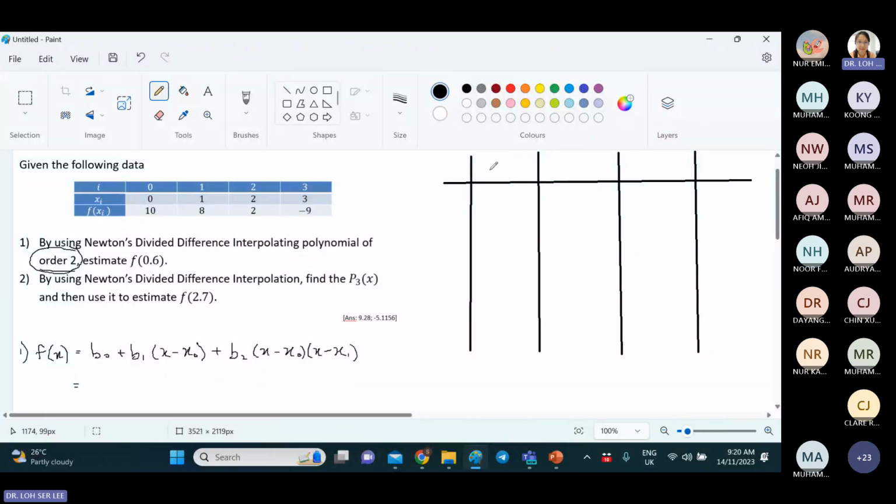We use the first 3 points. Let's say here I put x, and this is f(x). The first point is 0, 10. Then 1, 8. Leave a one line space between them. Then 2, 2. So this is delta f, and this is delta square f.